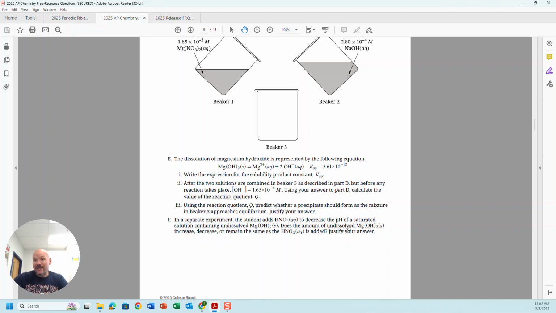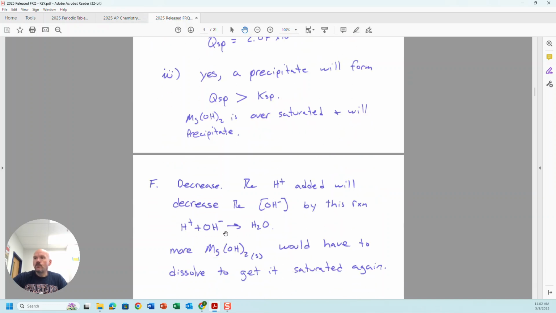So you'll end up with less undissolved or more dissolved magnesium hydroxide, okay? So the amount of undissolved magnesium hydroxide will decrease because the H plus you're adding will take out the hydroxide and form water, right? Acid-base neutralization. And that's going to shift the reaction. If the concentration of hydroxide decreases below the point of saturation, more of the magnesium hydroxide would have to dissolve to get it back up to the point of saturation, okay?